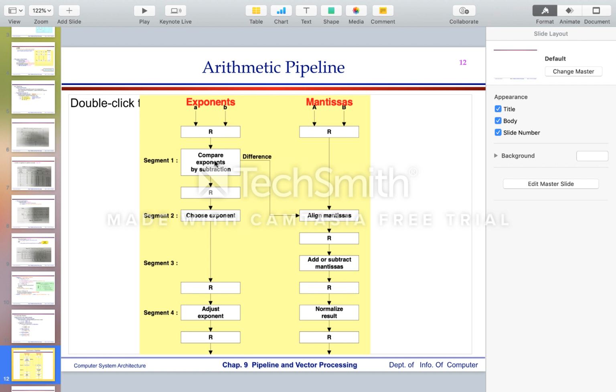Then the first one was to compare the exponents by subtraction. Why did we need to compare? Because the first step of this pipelining was to compare the exponents. So how can we compare? By subtraction only. So subtract the exponents. Now, based on the difference, align the mantissa.